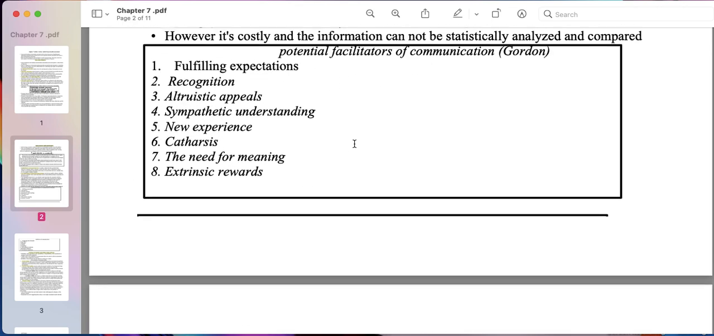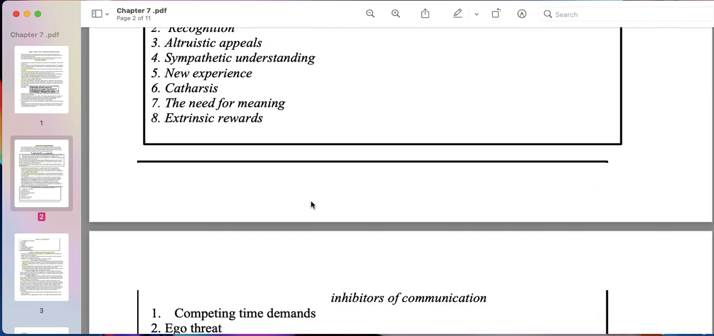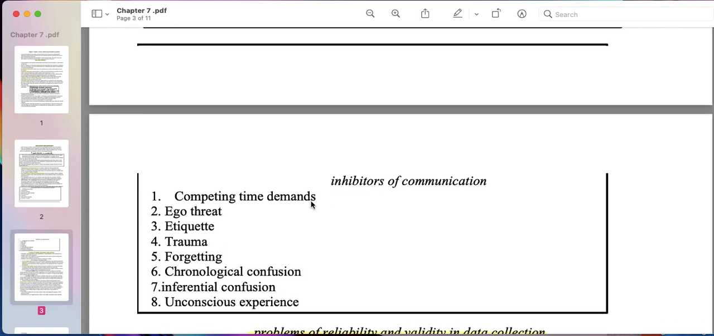These were the eight, I believe: fulfilling expectations, recognition, altruistic appeal, sympathetic understanding, a new experience, catharsis, the need for meaning, and the extrinsic rewards.